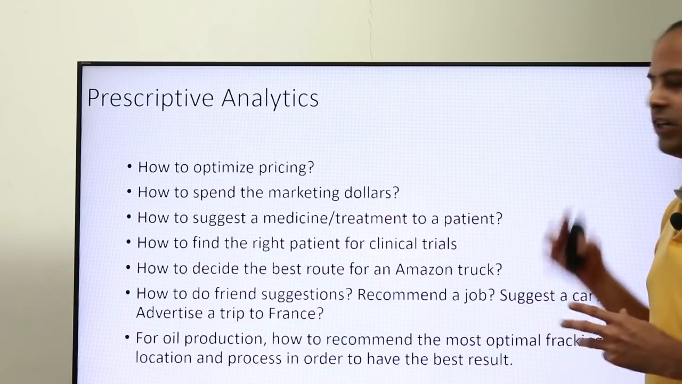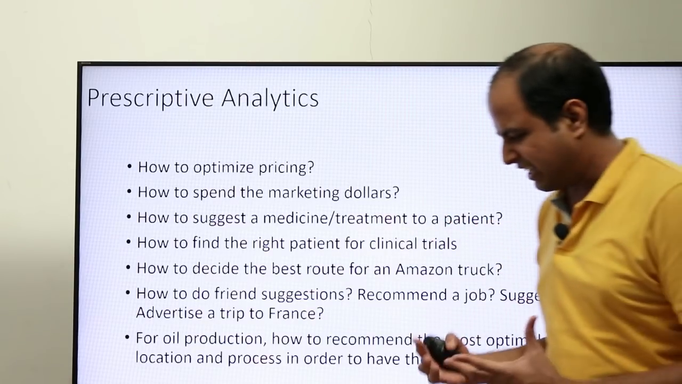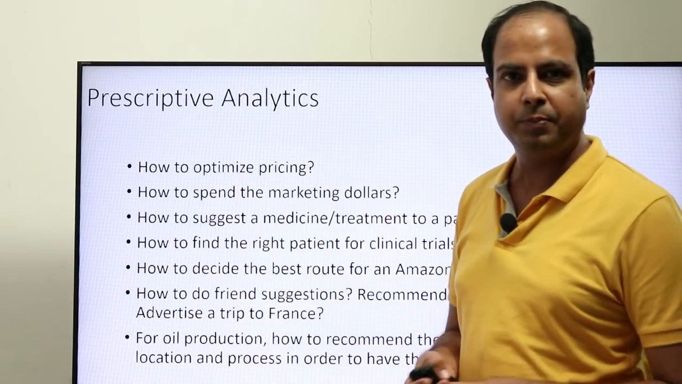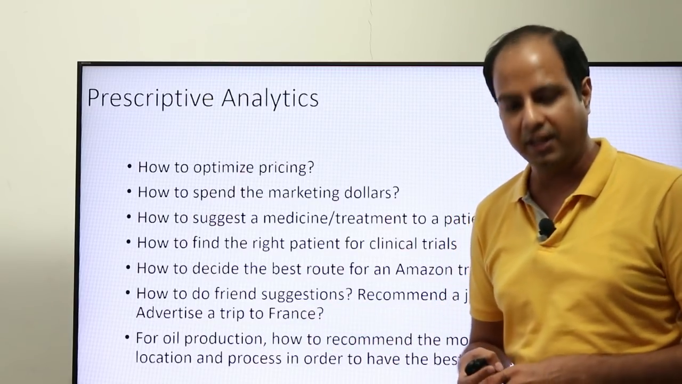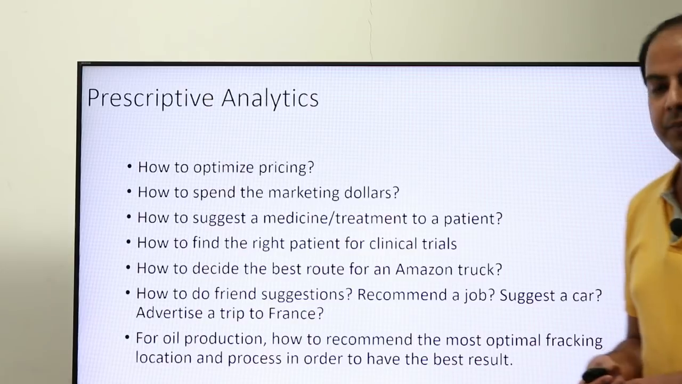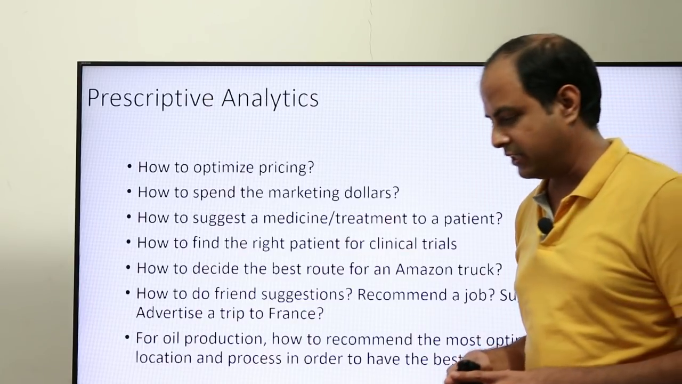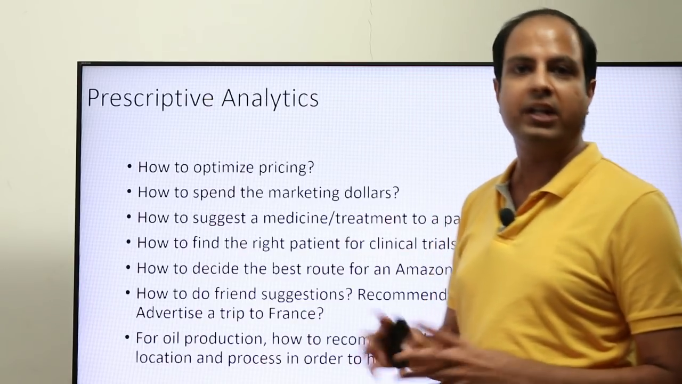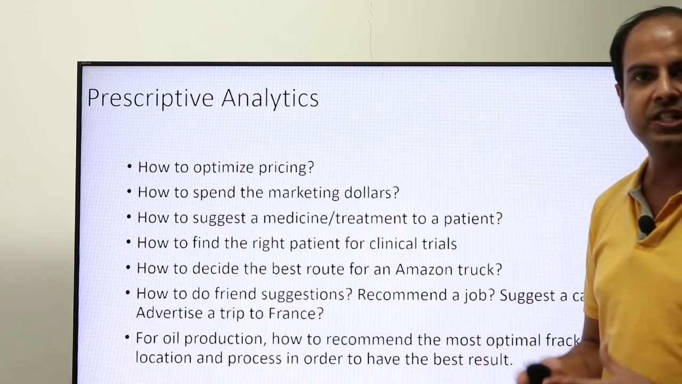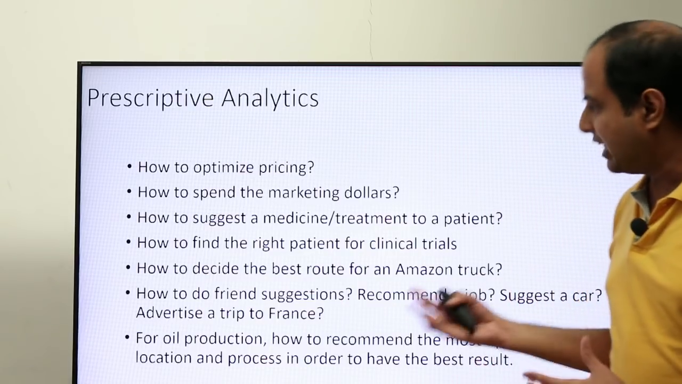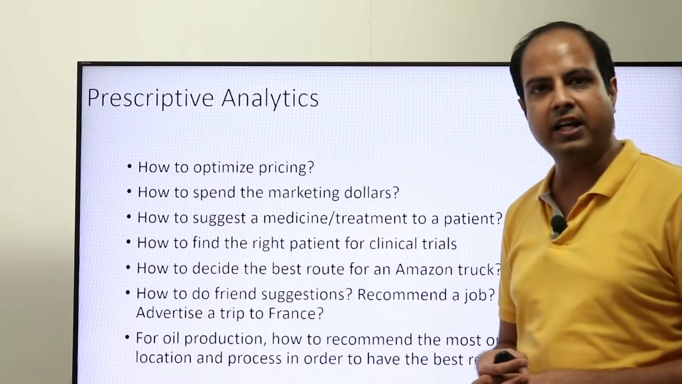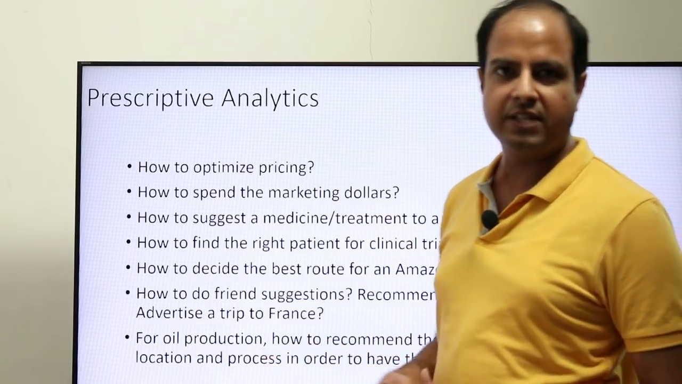How to suggest a medicine or treatment to a patient. Now you would ask, hey, why does one want an automated system to prescribe that? There are doctors, of course, to do that. But in countries like India, the doctor to patient ratio is very, very skewed. There are hundreds of patients for every doctor. And especially when you go to remote areas of India, you would find that there are hardly any doctors available.